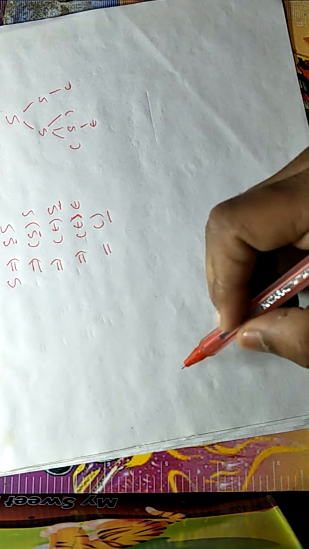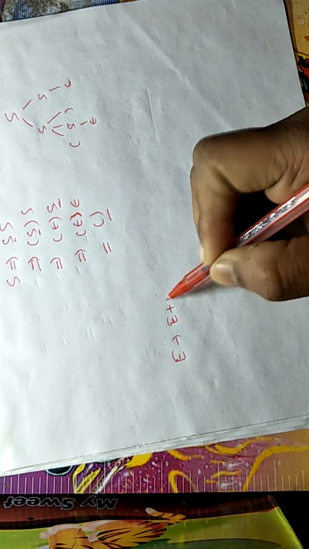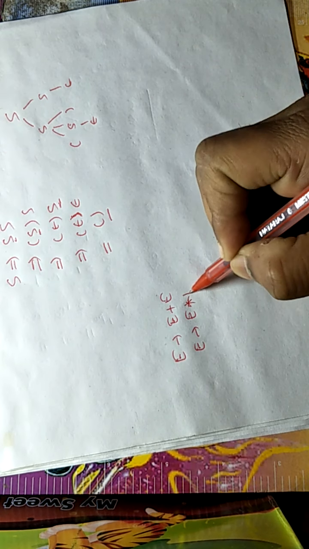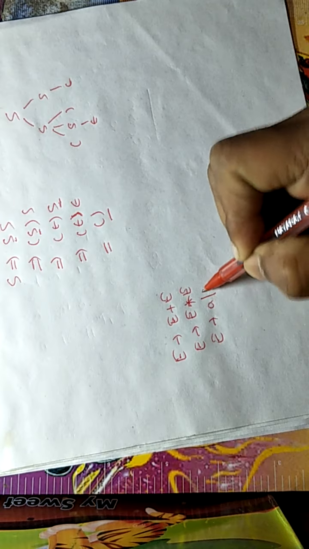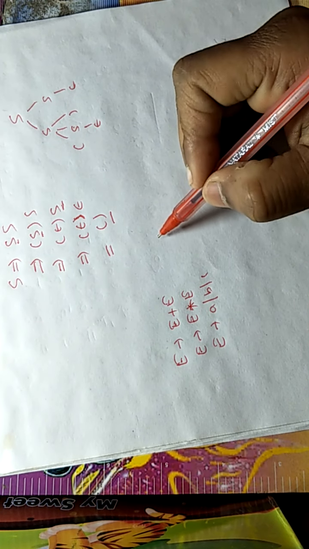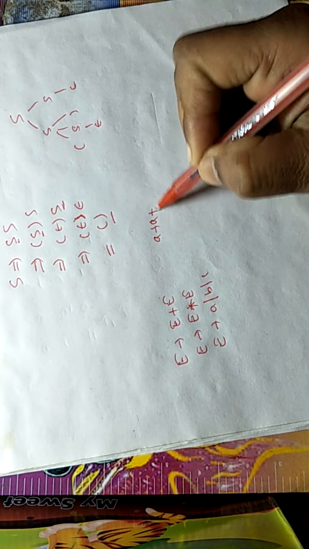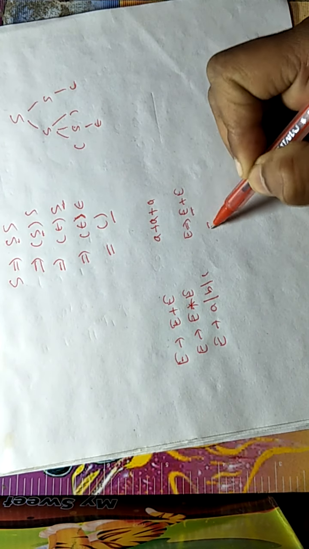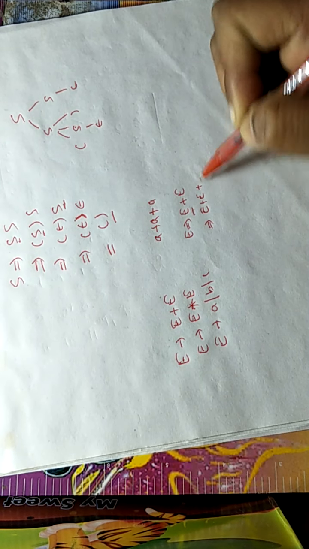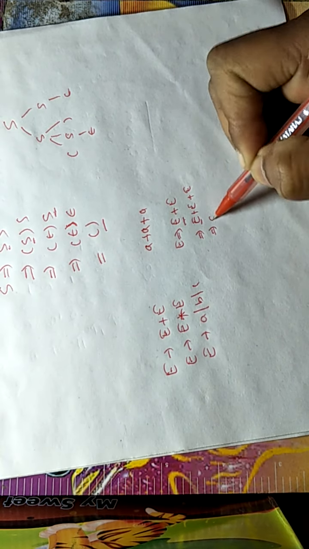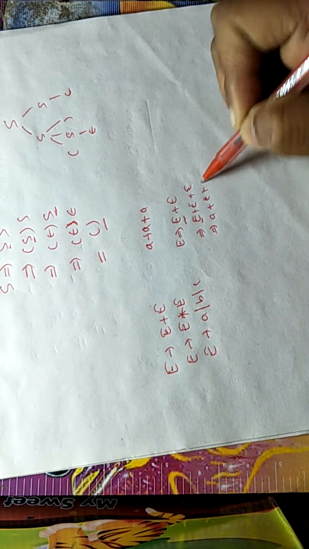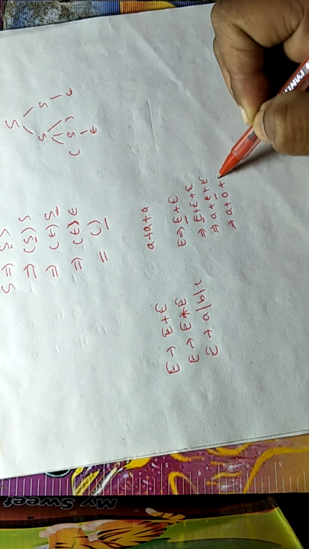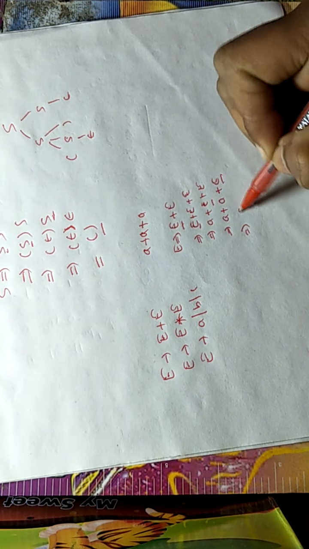Let us look at another example. E tends to E plus E, E tends to E plus E into E, and E tends to A slash B slash C. Suppose I am deriving A plus A plus A. It can be derived as E plus E, replacing this E by E plus E, and replacing this E by A, and this E by A, and this E by A.